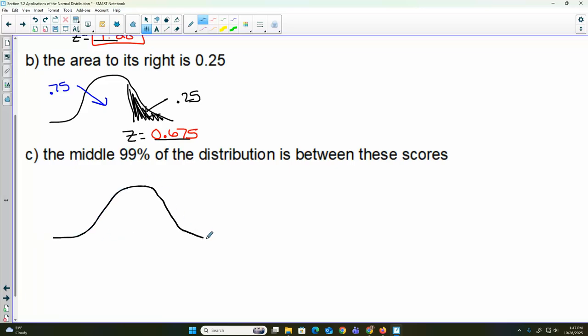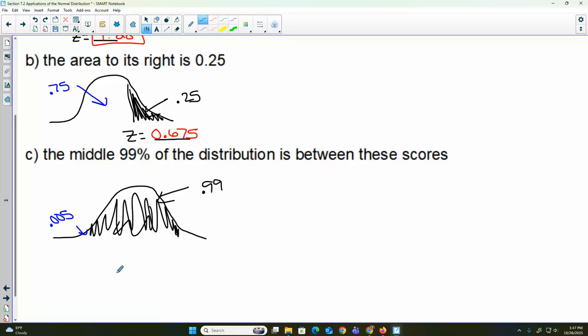Okay, the middle 99% of the distribution is between these scores. So I'm saying 99% is here in the middle. That gives me 1% left for each end, right? So if I split that 1% in half, that means I would have 0.005 over here to the left.